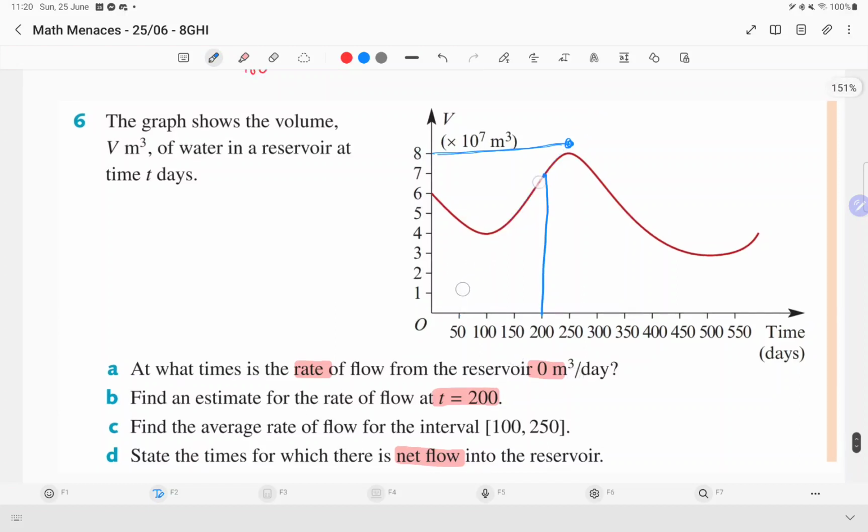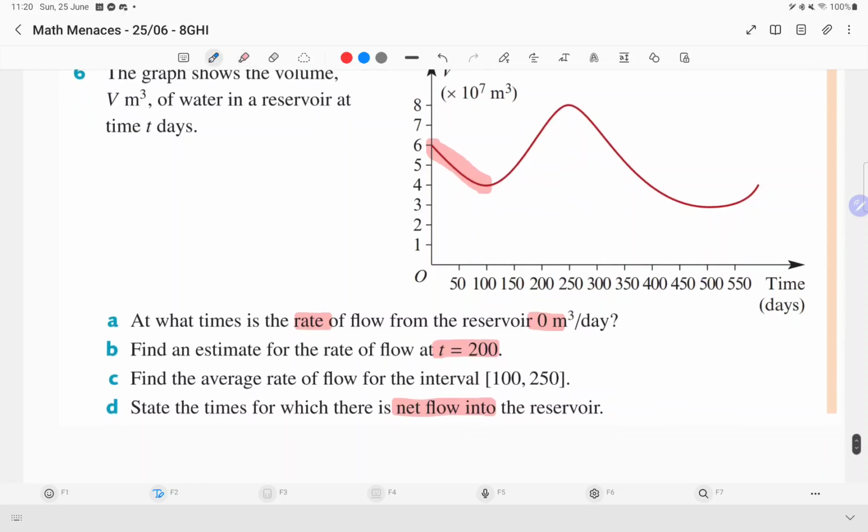Okay, let me ask you guys one question. What happens in this section here? Remember, this is the V graph, the volume graph, not the rate. It's decreasing. So is there net flow into the reservoir? No. Net flow into the reservoir would cause the volume to increase. So net flow into the reservoir means V dash is more than 0, or the gradient is positive, or the rate is positive. Same thing. V dash, gradient, rate mean the same thing.